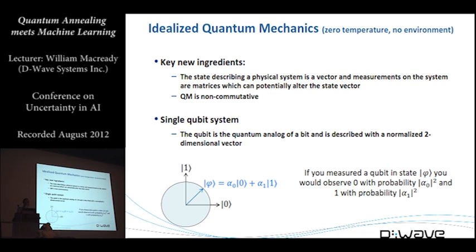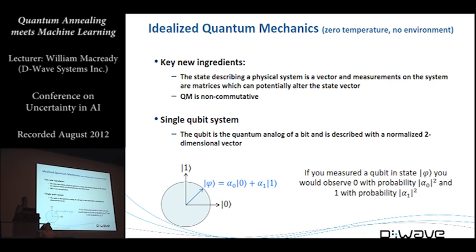So for example, if you had some quantum system and you measured, say, the position of a given particle and then its momentum or its velocity, you would leave the system in a different state than if you'd done those two measurements in the opposite order. So it's this non-commutativity that makes things a lot more interesting.